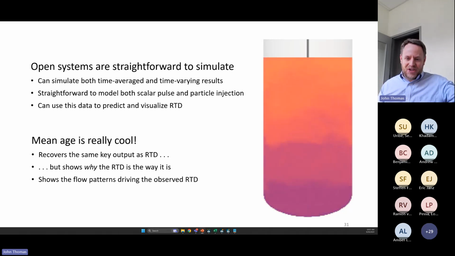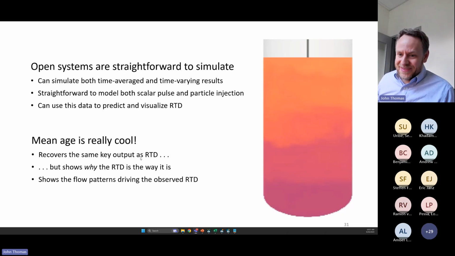We can add tracer. We can watch it evolve through the system. We can solve it in tandem with the fluid flow and record both concentrations and/or particle ages as they exit. Pretty neat, as it were. We do this apples to apples comparison. There's not something special we do in the simulation. We can just do RTD in the exact same way folks would do it inside the lab.